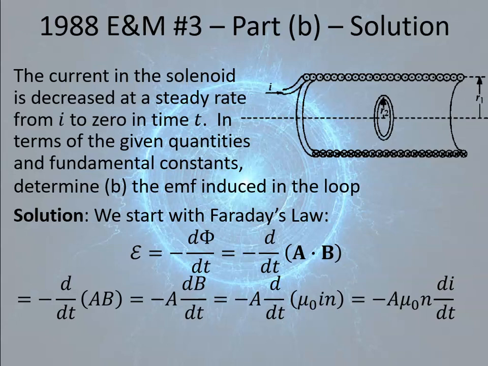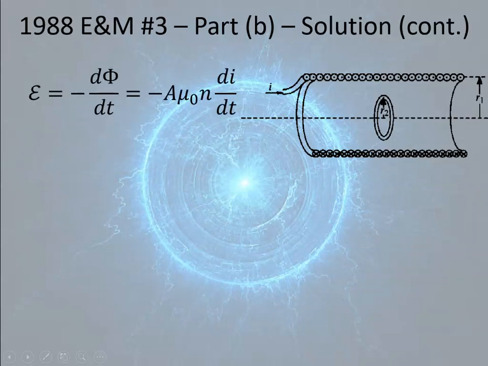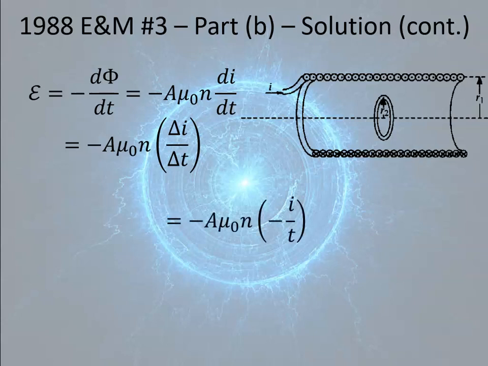The only thing that changes is the magnetic field going through it. And how's that? Well, we have a d dt of mu naught I n. So that's the magnetic field that we got in part A. Well, mu naught, of course, is constant. N is constant, so that comes out. So what we're left with is negative A mu naught n times di dt. Now, what is di dt? We're told that the current is changed at a steady rate, which means that di dt becomes a delta I over delta t, because we're told that this happens over a time of t.